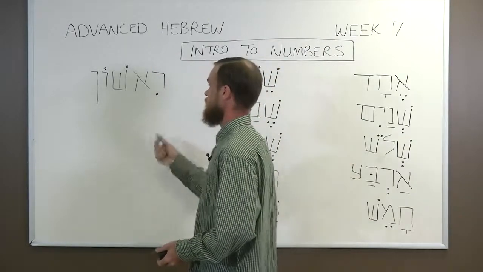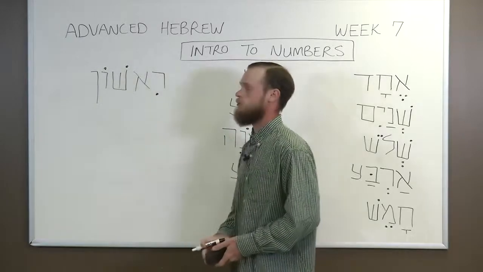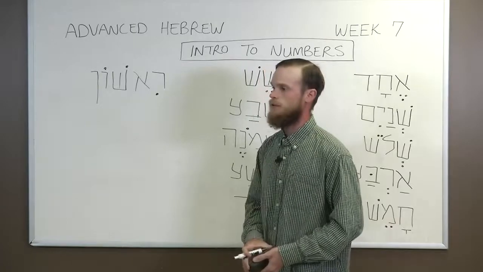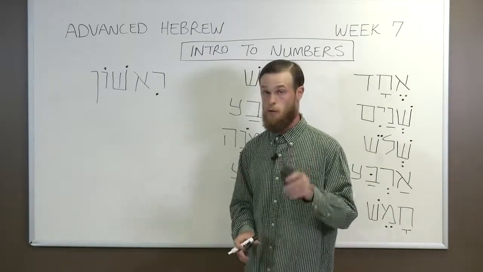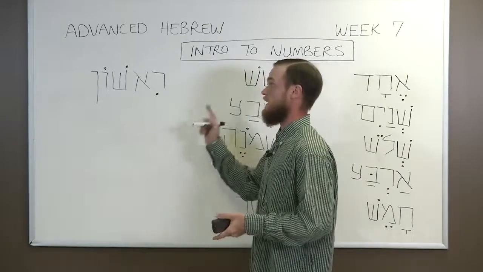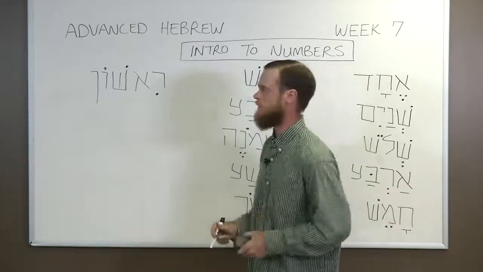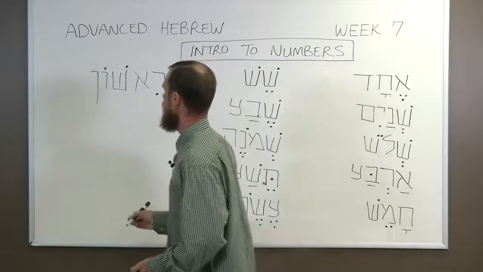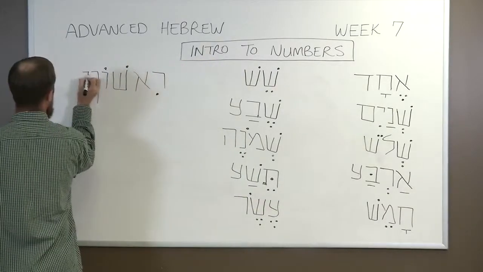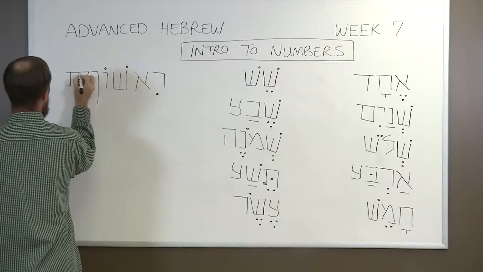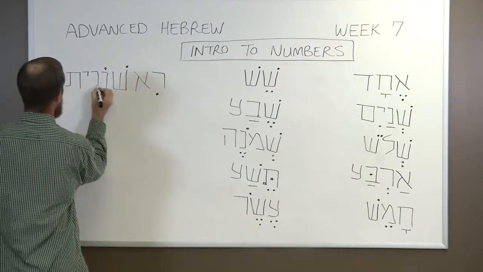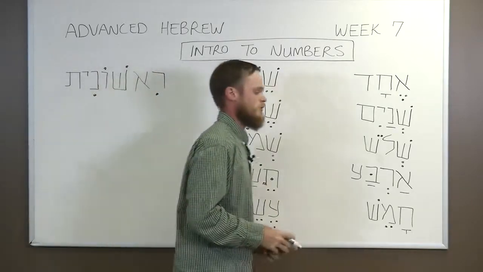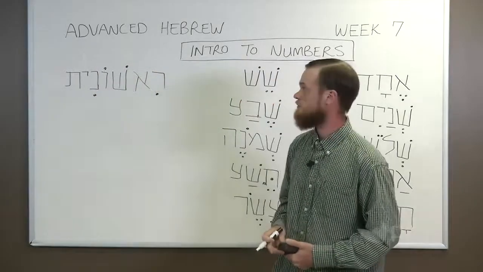The ordinal numbers also have to match in gender. I did not include the feminine gender on that list because there's one thing that you can do to make any ordinal number feminine. It's different than the cardinal numbers. To make any ordinal number feminine, add Chirik Yod Tav to the end. So first masculine is Rishon, first feminine is Rishonit.